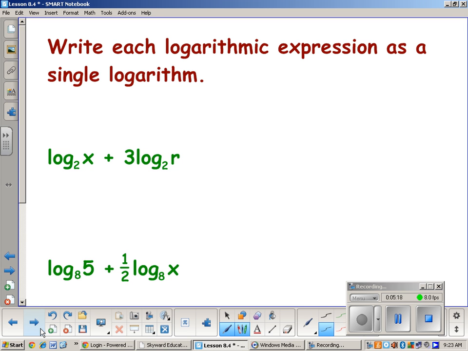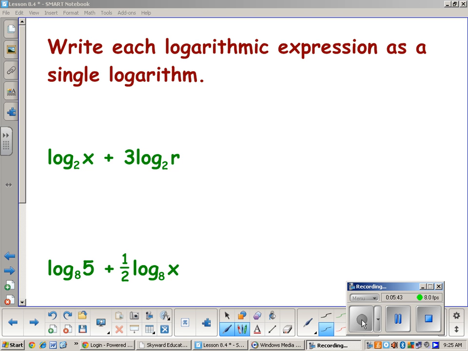Let me pause this. Here we go. Log base 2 of x plus 3 log base 2 of r. I'm going to tell you right up front, this is not a one-step problem. I mean, you might be able to process 2 or 3 steps in your head and write it once, but it's not a one-step problem. There's 2 steps here. So can someone tell me the first step we should probably apply?